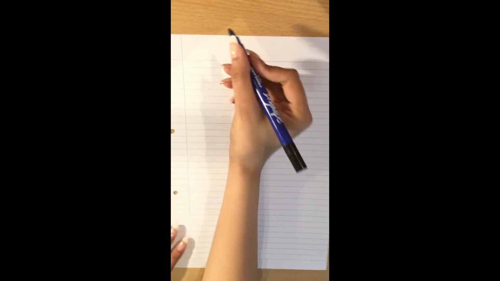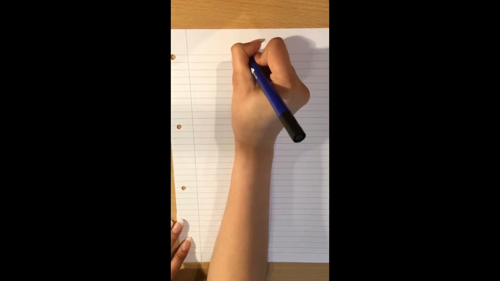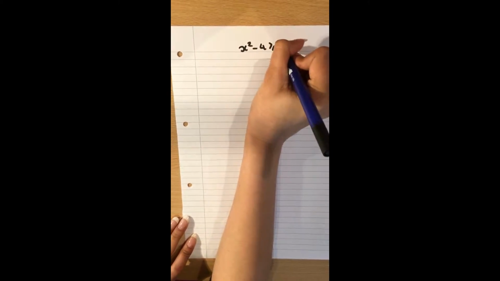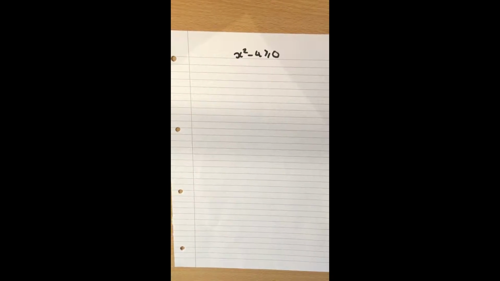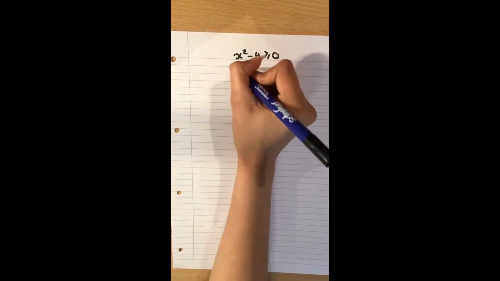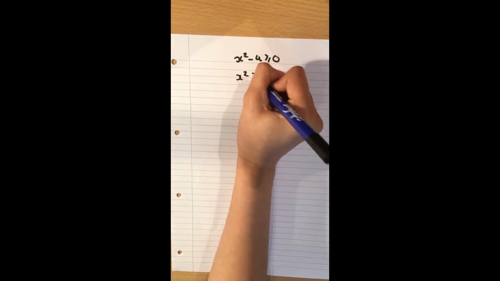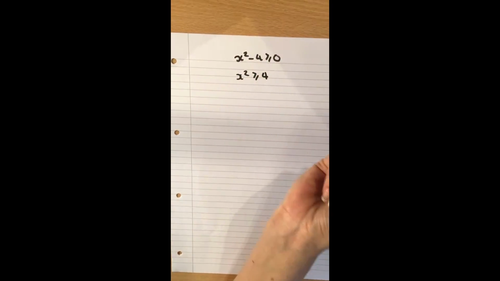Welcome back. Today we will look at how to solve inequalities using graphs. So consider the inequality x squared minus 4 is greater than or equal to 0. Using the rules we've got so far, we can add 4 to both sides and we get x squared is greater than or equal to 4. But what can we do with this?